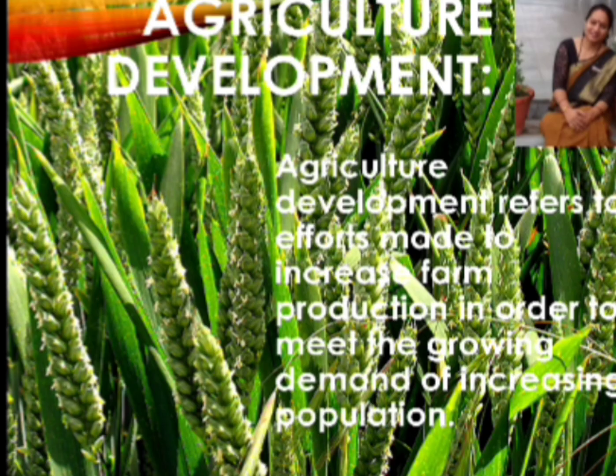The next topic is agricultural development. Agricultural development refers to the effort made to increase farm production in order to meet the growing demand of increasing population. It can be achieved by adopting different ways like increasing the cropped area, the number of crops grown, improving irrigation facilities, use of fertilizers, and high yielding varieties of seeds. The ultimate aim of agricultural development is to increase food security.